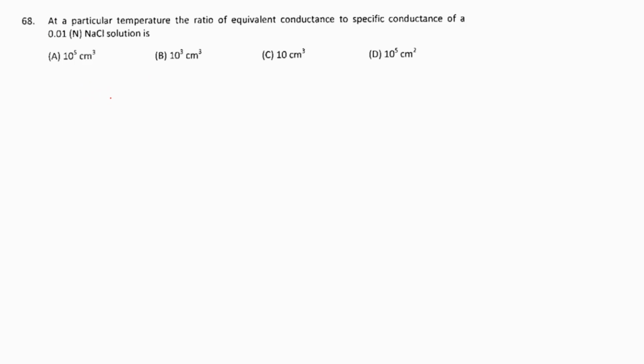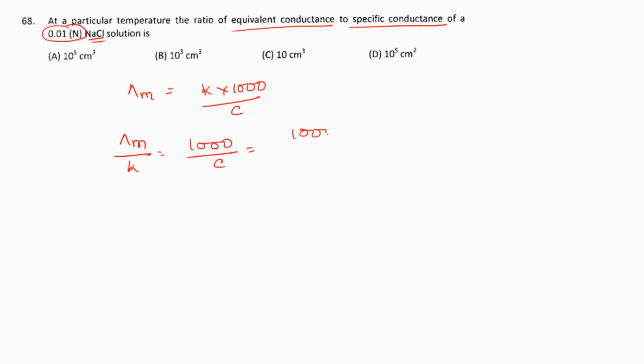Okay. And now in this question, I am given at a particular temperature, the ratio of equivalent conductance to specific conductance of 0.01 N NaCl solution. So I know my equivalent conductance, which I am taking as lambda, is K into 1000 by C, where C is the concentration and K is my specific conductance. And now I am just finding out the ratio. It is 1000 by C, which is 1000 by 0.01, and it is 10 to the power 5. If I just write the unit, it comes out to be this.